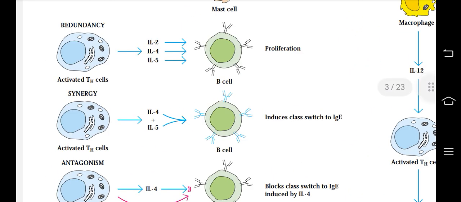Then synergy, activated Th cell is there. IL-4 and IL-5 got released from this activated Th cell, and they cumulatively exert some effects on this B cell, which induces class switch to IgE.